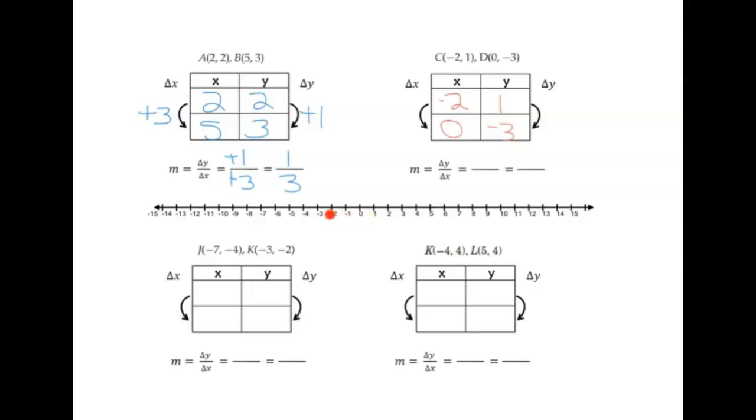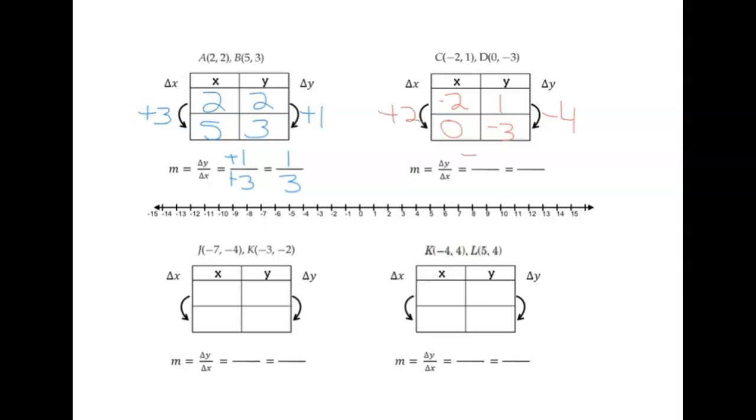Here's 1, here's -3. I'm going to the left. That's negative, right? And I go 1, 2, 3, 4. So my change in y is -4. And then how do I get my change in x from -2 to 0? -2 to 0, I go right. That's positive. 2 places. So plus 2.